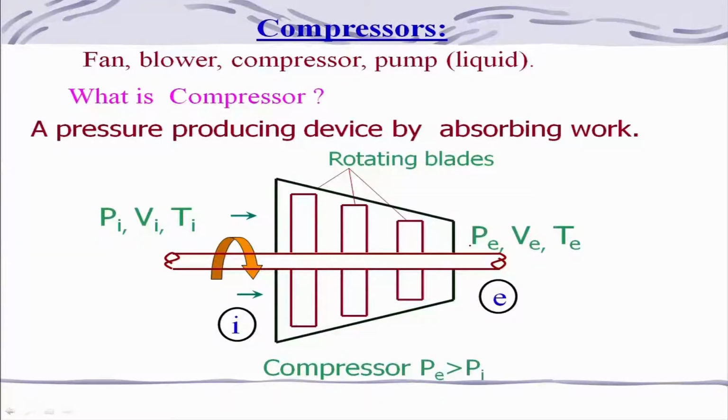So, the schematic looks like that. It has rotating blades and stationary blades, not shown in this figure, where the exit pressure is greater than the inlet pressure. And in the turbine, it is the other way around: exit pressure will be lower than the inlet pressure. So, how to handle these problems, that we will see.